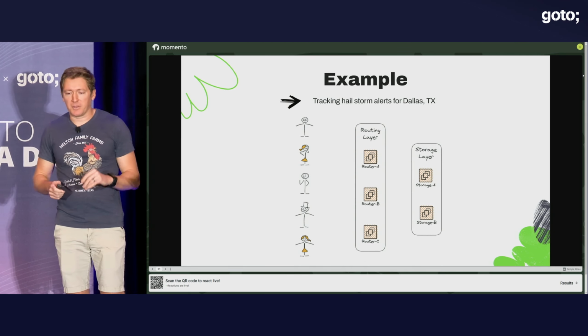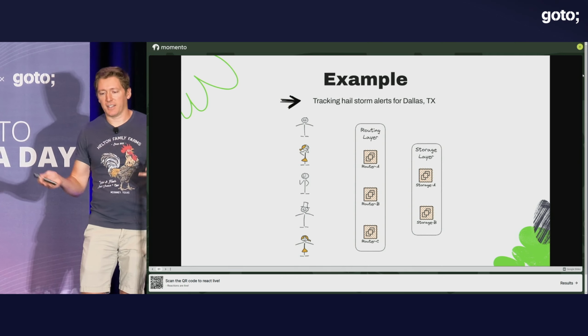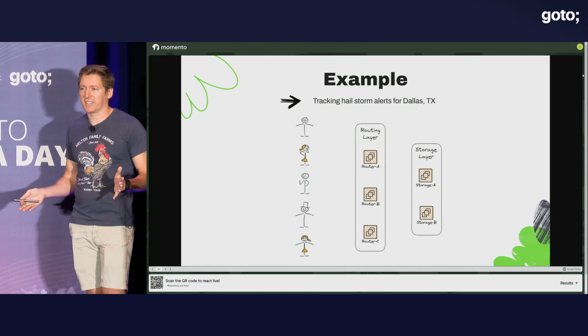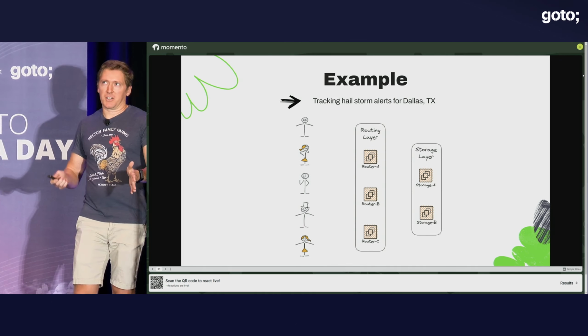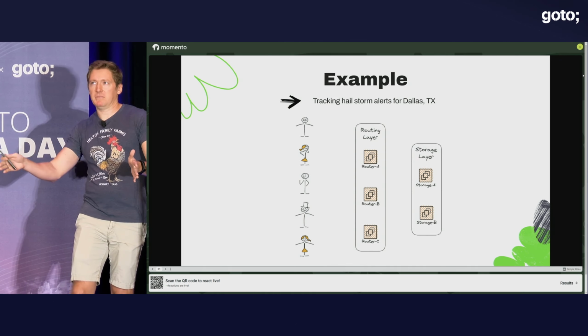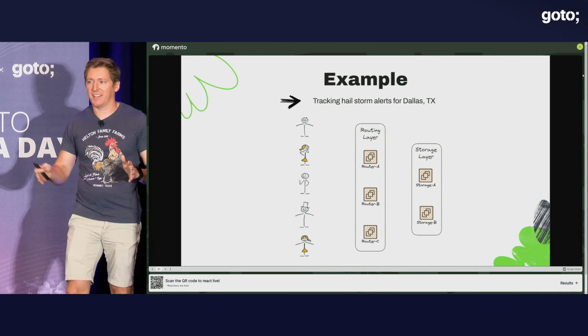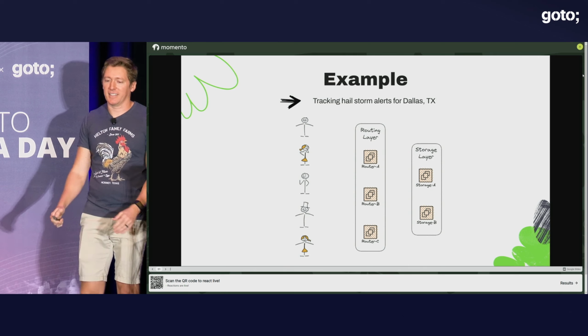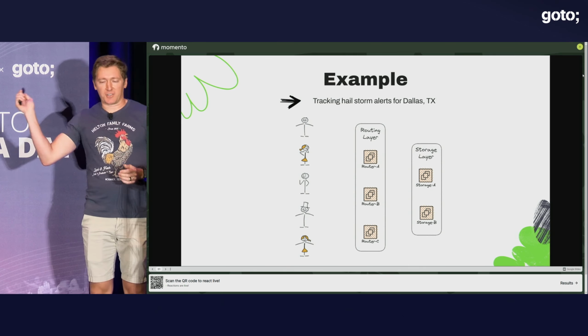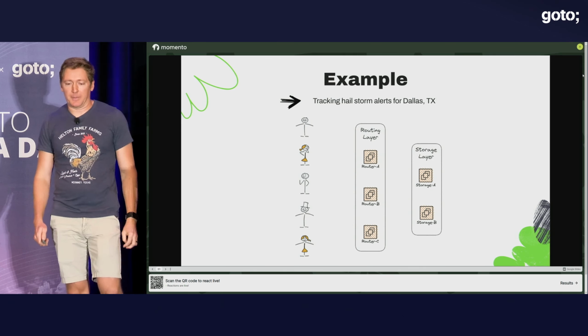Now I have 5 people that all want to track hailstorms in Dallas. If you don't live in Texas, March to July is hail season, and roofers love that. Big hail all the time. They come in at least once a week. So this is actually a very applicable use case because they happen all the time.